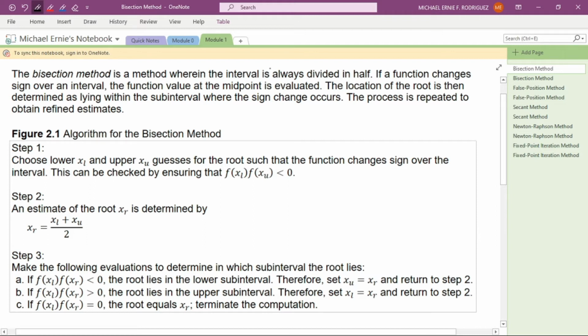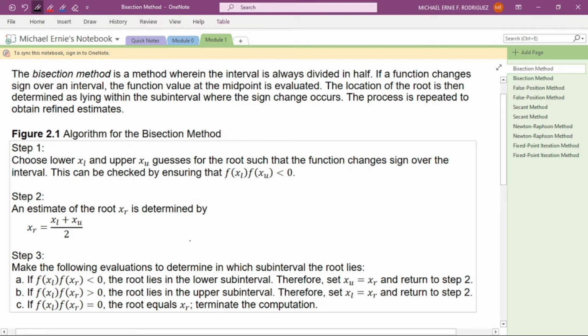Step 1. Choose lower x sub l and upper x sub u guesses for the root such that the function changes sign over the interval. This can be checked by ensuring that the product of f of x sub l and f of x sub u is less than 0. Step 2. An estimate of the root x sub r is determined by the formula x sub r is equal to x sub l plus x sub u divided by 2.